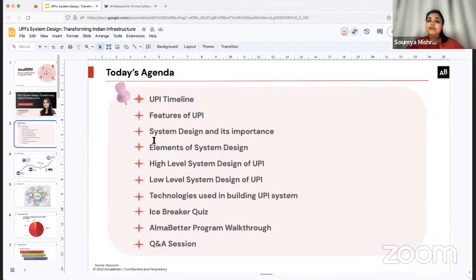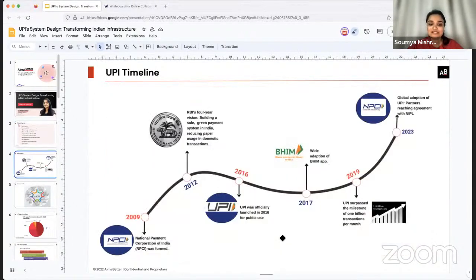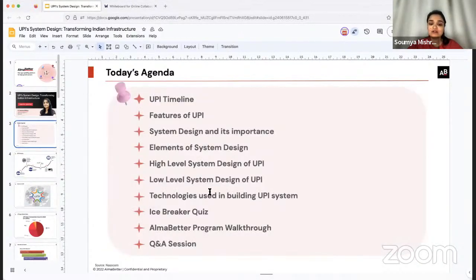For the folks who have attended my previous lectures on system design of BookMyShow or Google Maps, you will realize that these things were covered there also, okay? Specifically just about system design. Then the next thing we'll talk about is elements of system design. Then we'll talk about high-level system design and low-level system design. We will see the system design of UPI in both scenarios, okay? Both the high-level design of UPI and the low-level design of UPI. Then we'll see the technologies used to build UPI. In the end, there is a very interesting quiz, so please stay tuned. Then there will be the AlmaBetter program walkthrough and any questions that you may have, okay? So this is the agenda.